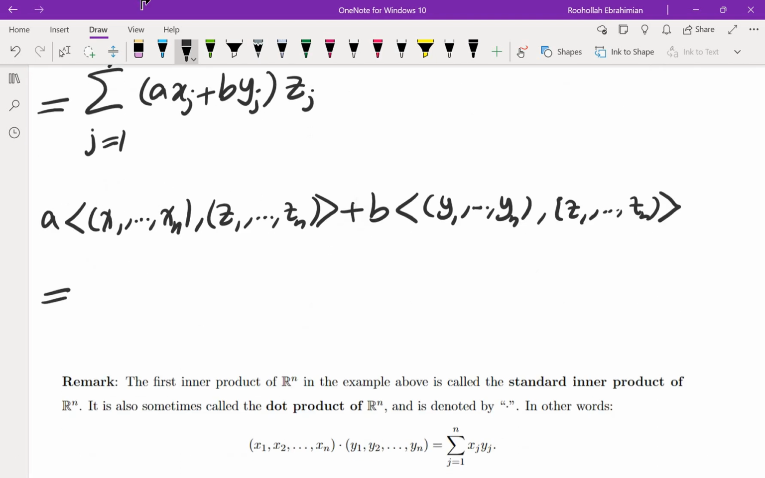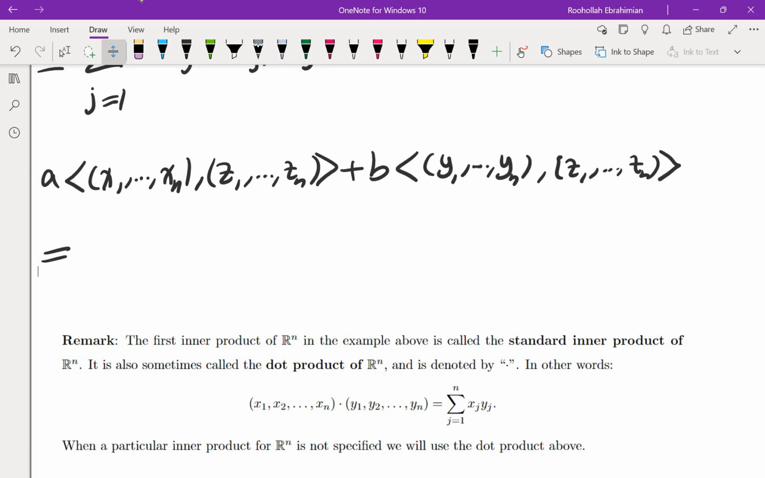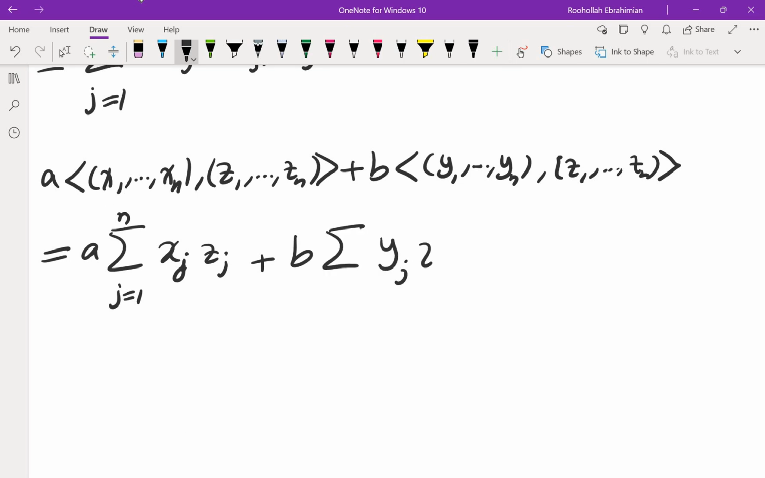This is equal to, by definition, what the function gives us when I apply x1 through xn and z1 through zn. And what it gives us is just the sum of the products of xj and zj. So this is a times the sum of xj zj, j equals 1 to n, plus b times the sum of yj zj, j equals 1 to n.